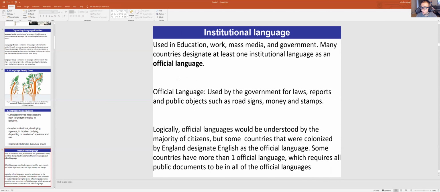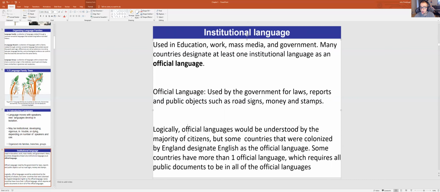And so the official language is used by the government for laws, which, although again not an official language in the US, the de facto language used in public records and law in the United States is English. Reports and public objects, right, such as money, road signs, and stamps, those are all in English too in the United States. So if we think about that, it makes sense that official languages would be understood by the majority of citizens, right? But some countries that were colonized by England designate English as the official language.